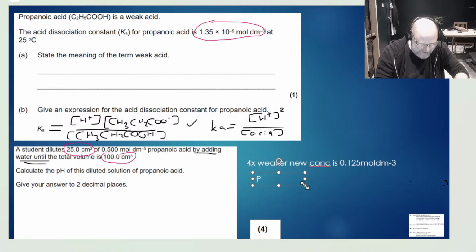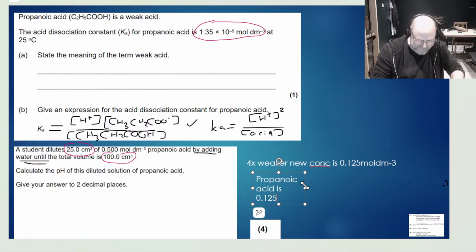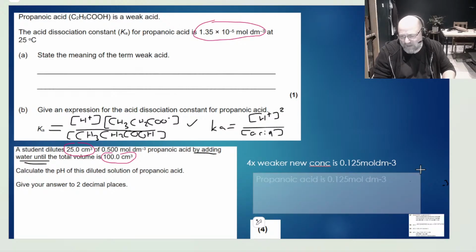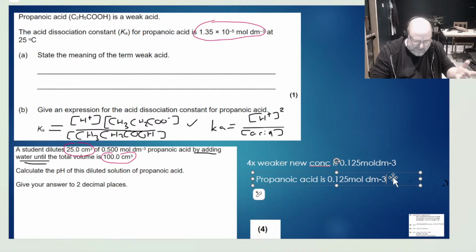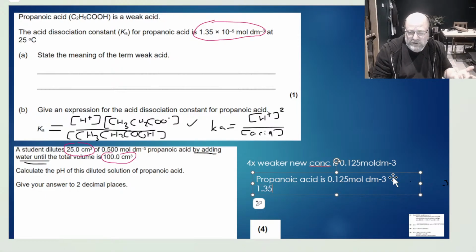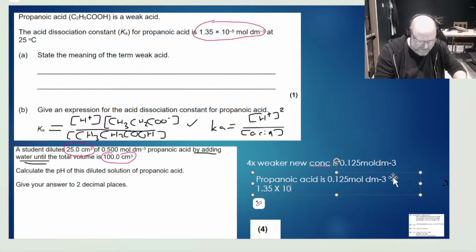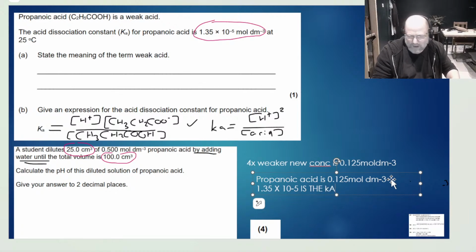So using that, propanoic acid is 0.125, and that's mole dm minus 3. And I'll just write the Ka so you can have them all in the same place, but it's in the top part of this question because these were both parts of the same question. So 1.35 times 10 to the minus 5 is the Ka, not Kw. I don't know what I'm waffling about. And why does that come out in caps? You twits.